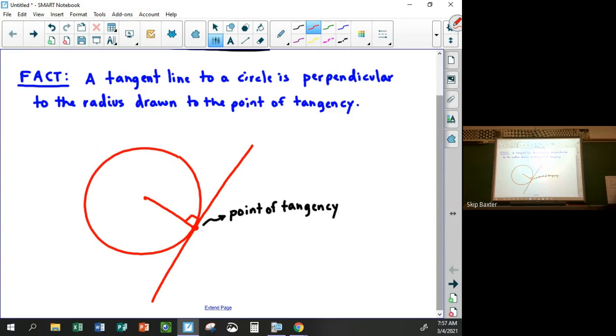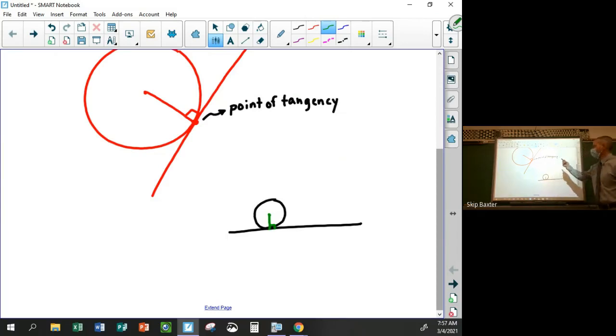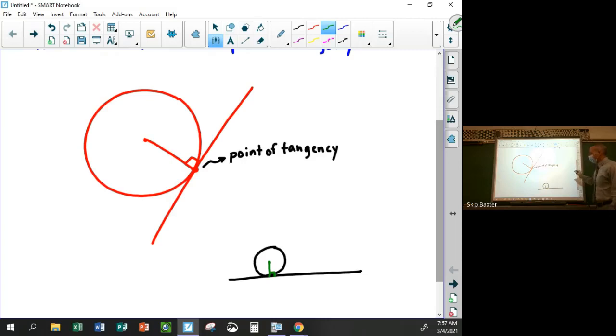Definitely looks like it should be true, right? If you picture the ground and then a wheel of a car, doesn't it make sense that if you draw a line from the center of the wheel straight down to the ground, that's a right angle? Of course it is, right? That's exactly what this is saying. This is a tangent line. The wheel is a circle. And it says that the radius drawn to the point of tangency is perpendicular to the tangent line.